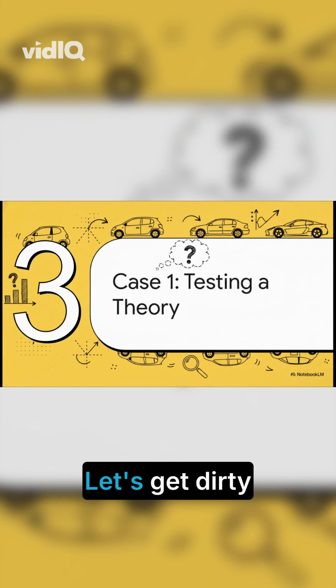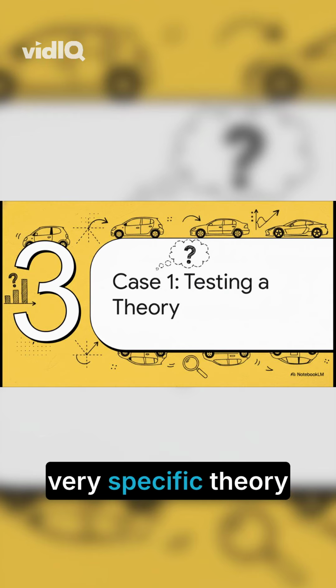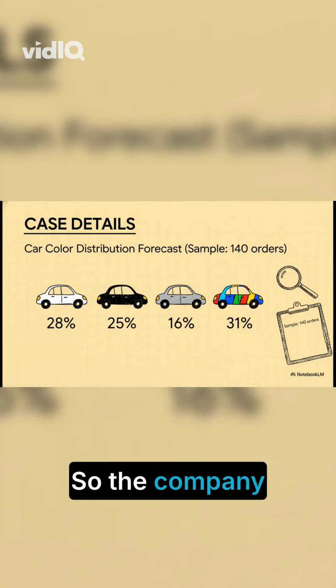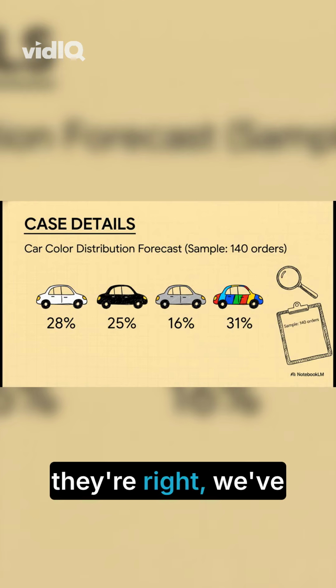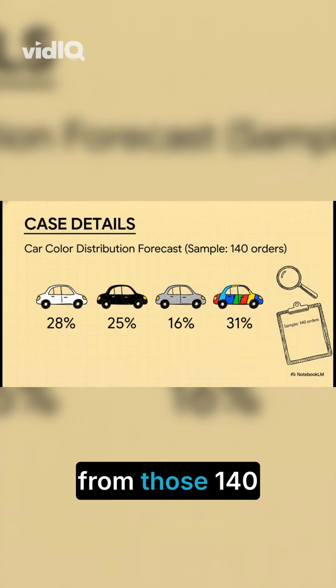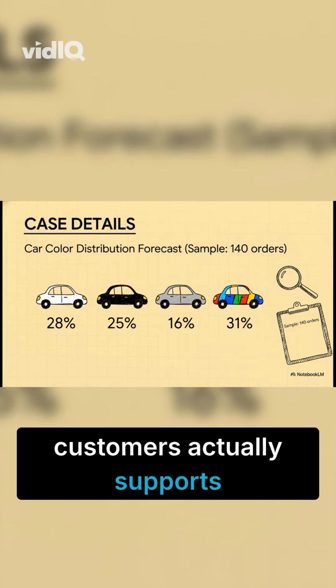Okay, rules covered. Let's get our hands dirty and open up our first case file. We've got a car company, and they have a very specific theory about the colors their customers prefer. So, the company thinks they've got it all figured out. They have these exact percentages for what colors people will buy. To see if they're right, we've grabbed a random sample of 140 recent orders. Our job is to figure out if the real-world data from those 140 customers actually supports the company's claim.